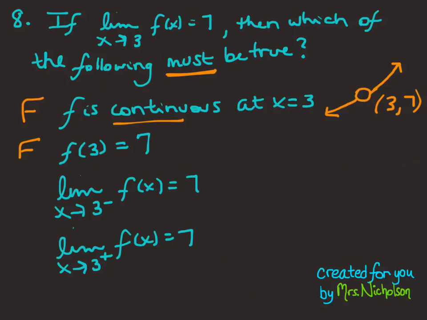Now these next two statements, the limit as x approaches 3 from the left equals 7, the limit as x approaches 3 from the right equals 7, those two statements are true. In fact, when you know that a limit exists, these two things are the only two things that you know.